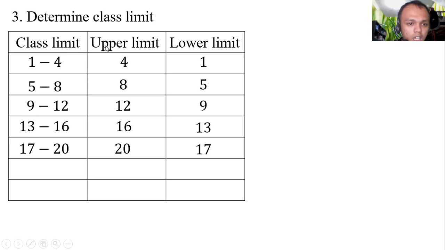Ilang class limit na to? 1, 2, 3, 4, 5. So isa na lang. Dapat kasi 6 lang eh. 21 to 24 naman tayo. Then upper limit is 24, lower limit is 21. 6 na, number of classes meron tayo.